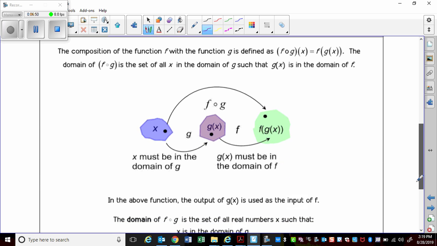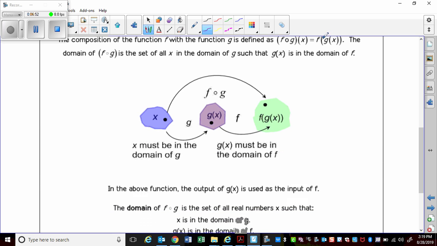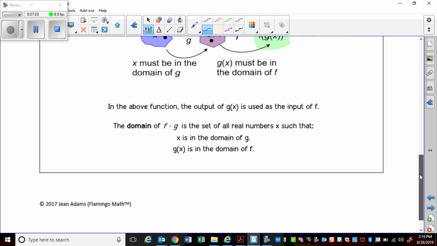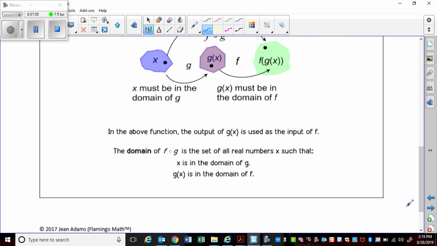Composition of functions, these are really awesome. Remember f of g, we substitute g in for f. Okay, so it's always the second one into the first one. I encourage you to pause the video and read this.